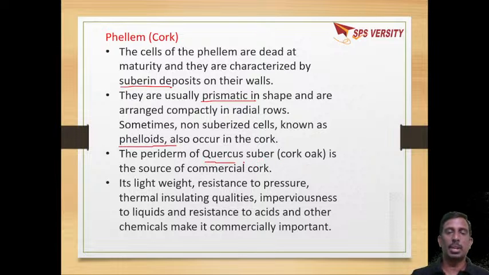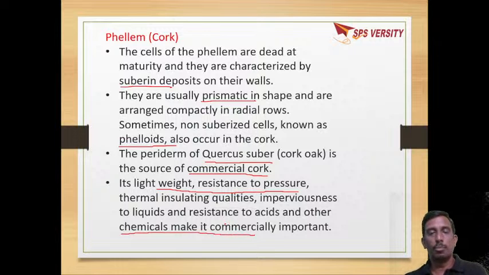Quercus suber के plant से क्या extract करते हैं कि commercial cork. So cork is light in weight, resistant to pressure, has insulating properties, is impervious to liquids, which will not allow liquids, and is resistant to acids. That's why it is used to cover chemical bottles. It is commercially important.